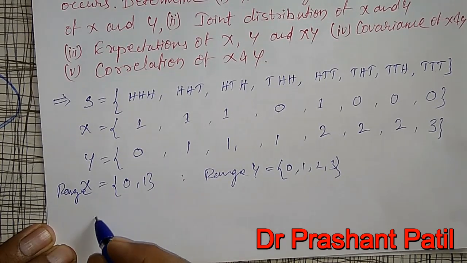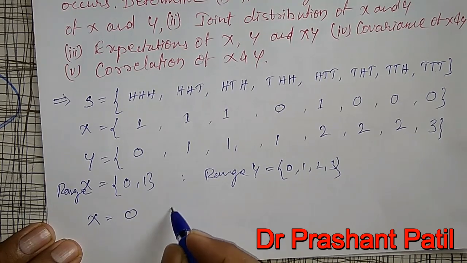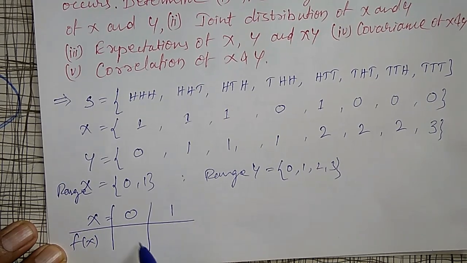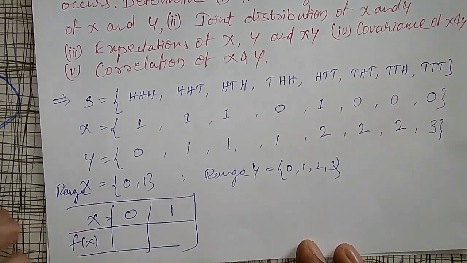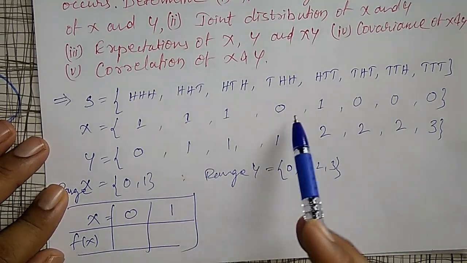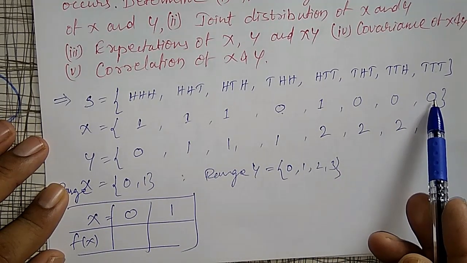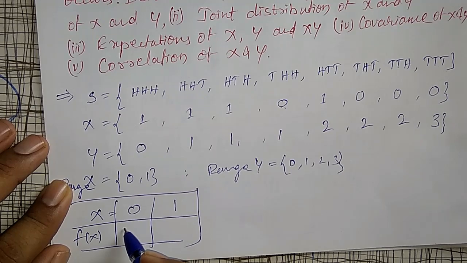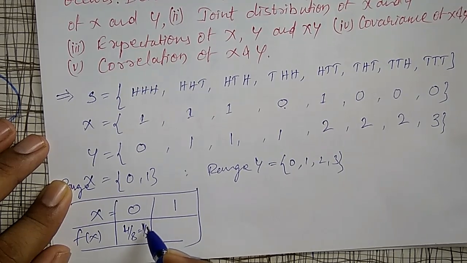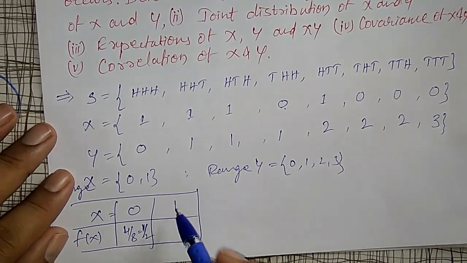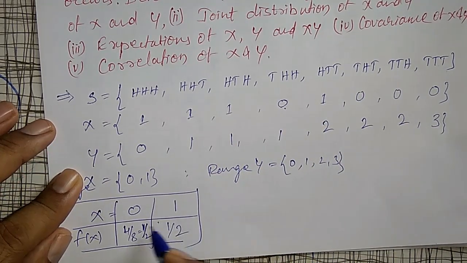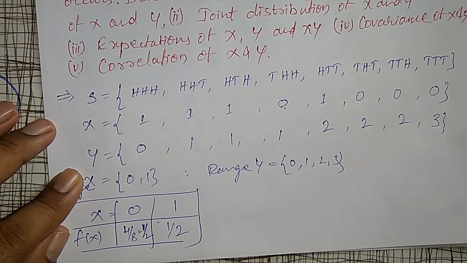Therefore x is taking 0 and 1, and the probability function f of x is defined as in the discrete probability distribution. How many times is 0 repeated here? 0, 1, 2, 3, 4. 4 times it is repeated, out of a total of 8. Therefore, its probability is 4 by 8, that is 1 by 2. Like that, 1 is also repeated 4 times for x. Therefore it is 4 by 8, that is also 1 by 2. The sum of all the probabilities must be equal to 1, as we know.